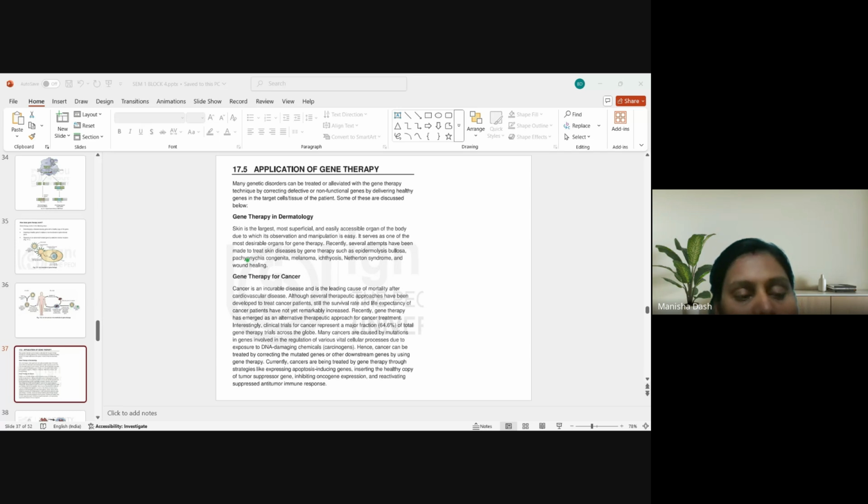Similarly, for cancer also, gene therapy can be used. If you identify the cancerous cell, and you know exactly which gene has been mutated and is leading to cancer, that can be rectified through the insertion of a new gene, or the normal gene.